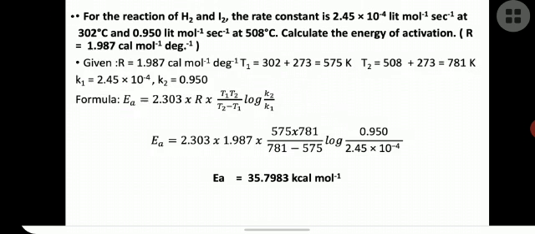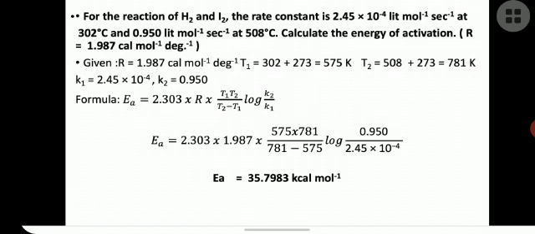Now we want to see the next problem. For the reaction of H2 and I2, the rate constant is 2.45 into 10 raised to minus 4 liter per mole per second at 302 degrees Celsius and 0.95 liter per mole per second at 508 degrees Celsius. Calculate the energy of activation. In this case also, the value of R is given to us. It is 1.987 calories per mole per degree.